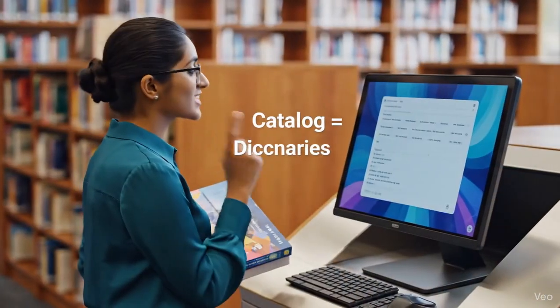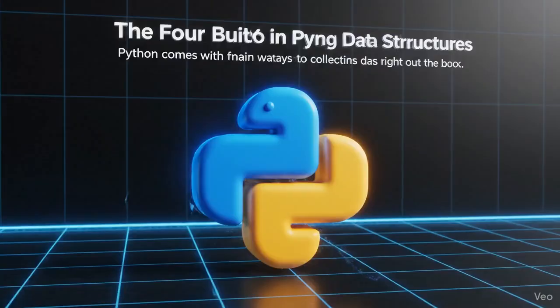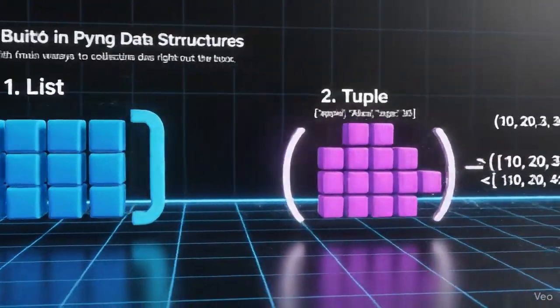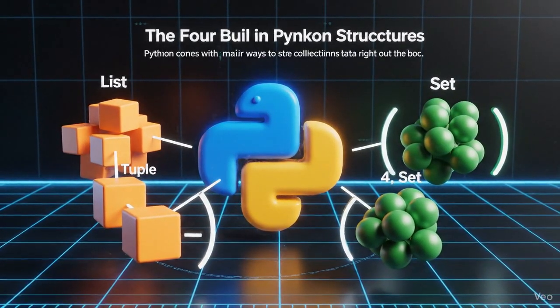Think of data structures as the different ways we organize and store information in a computer. The 4 built-in Python data structures. Python comes with 4 main ways to store collections of data right out of the box.